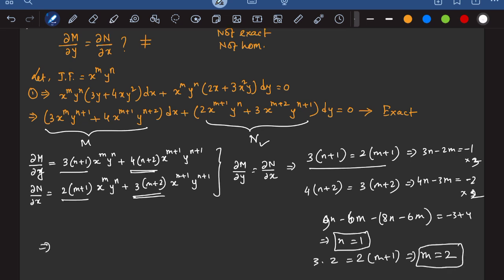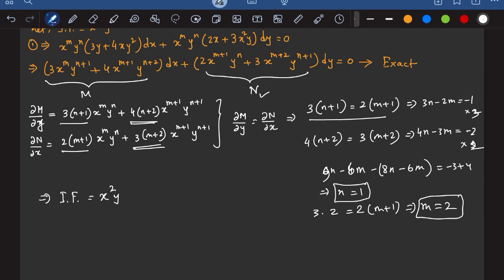So finally the integrating factor is x power m y power n. Okay, so this is going to be the integrating factor.